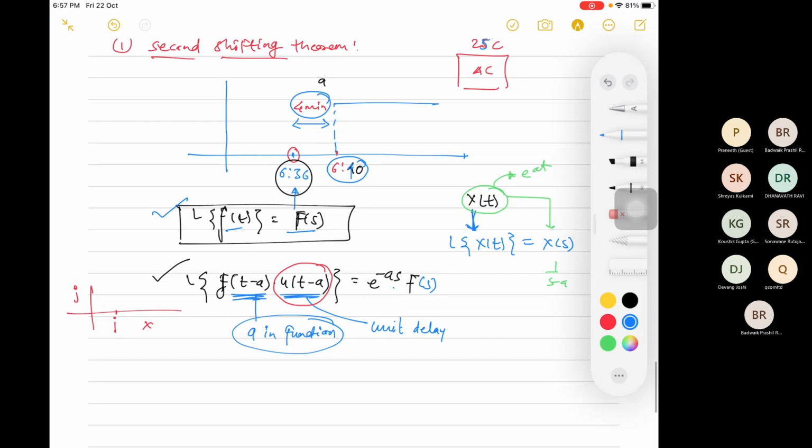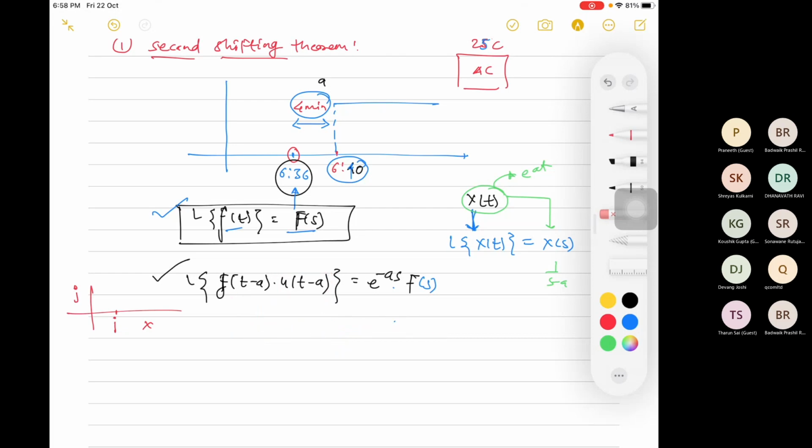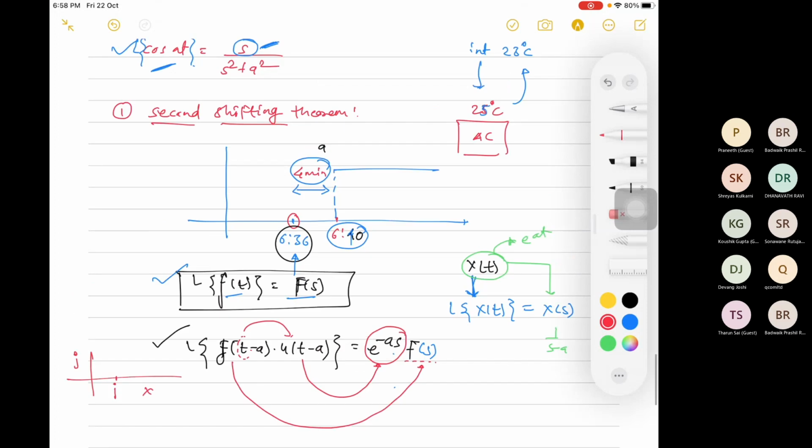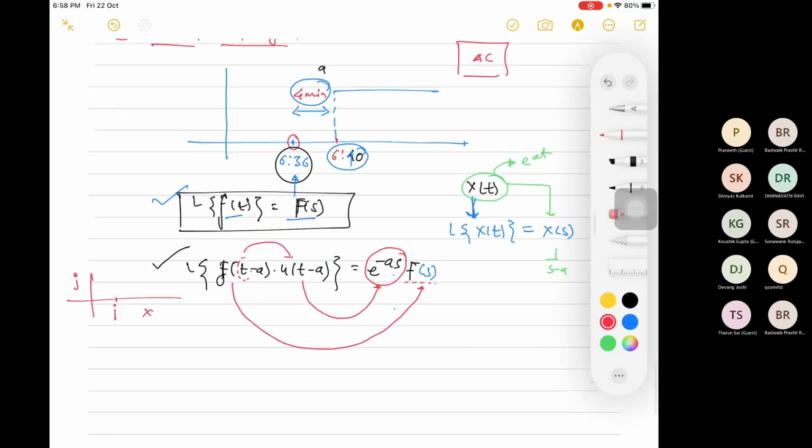Suppose a function is given where it is lagging by a. You just write this: the Laplace transform of u of t minus a is e power minus as, and the Laplace of f of t is F of s, right? The t we have already covered, that's why it is this.